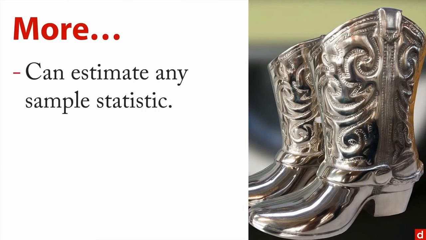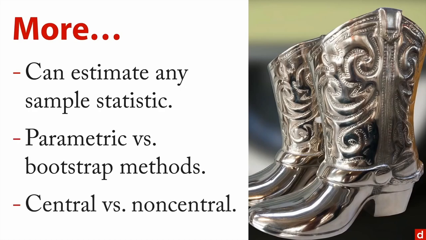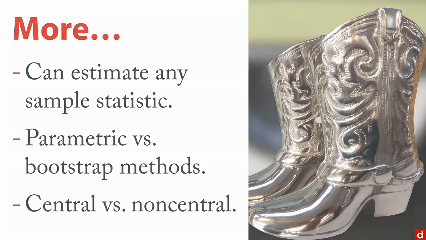Now, I like to think of this as an ability to estimate any sample statistic, and there's a few different versions. We have parametric versions of estimation and bootstrap versions. That's why I got the boots here. And that's where you just kind of randomly sample from the data in an effort to get an idea of the variability. You can also have what are called central versus non-central confidence intervals in estimation, but we're not going to deal with those.